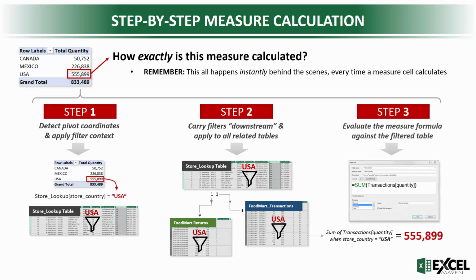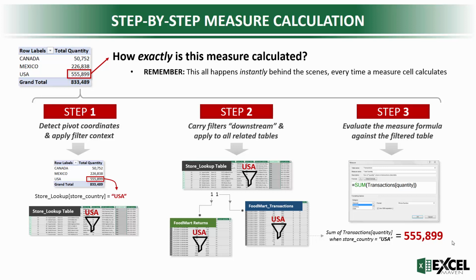And then finally, step three, Excel evaluates the measure formula against those filtered tables. Here we've got a simple formula, the sum of the quantity column from the transactions table, which means Excel looks at this filtered version of the transactions table, takes the sum of the quantity column, and returns and displays the proper value, 555,899. Now the great thing is that understanding these steps is going to help us QA and troubleshoot issues if we don't see the results that we expect. This is a surefire way to trace back how a measure is being calculated and identify any issues that might be giving us incorrect or unexpected results.